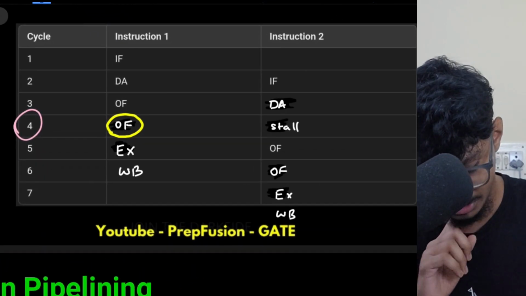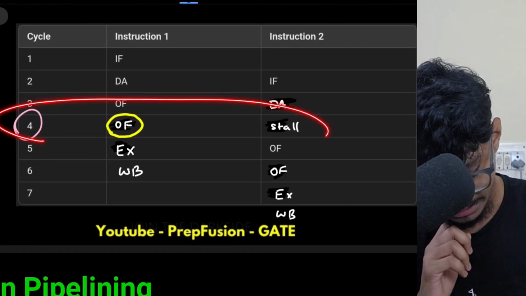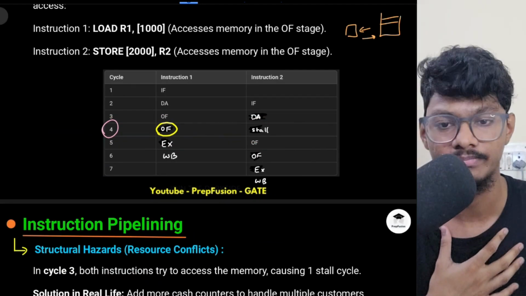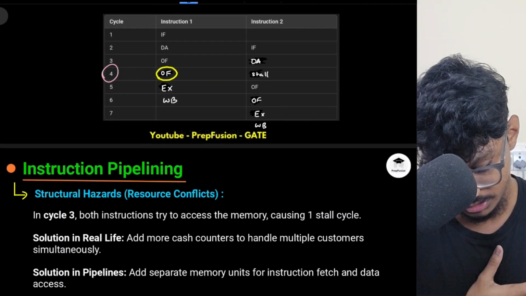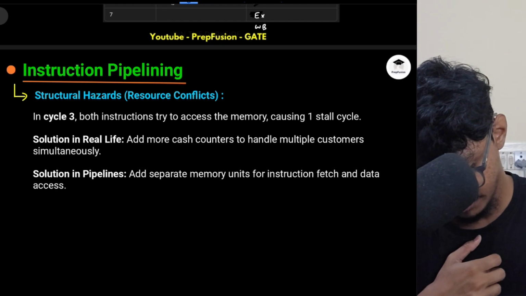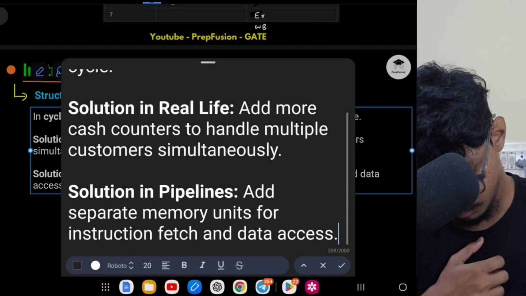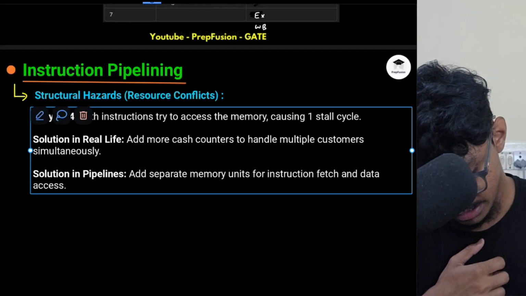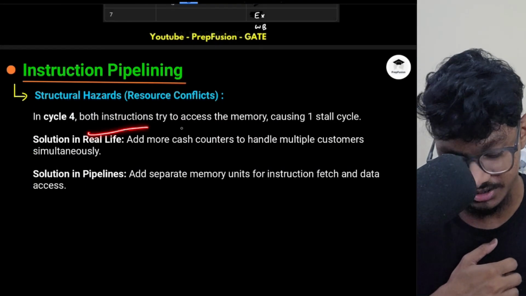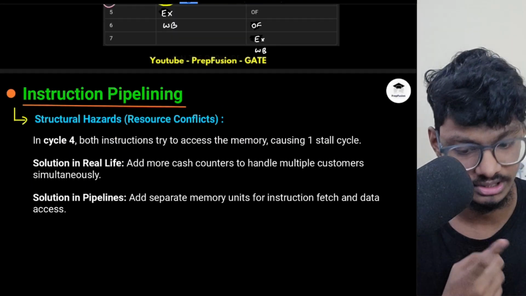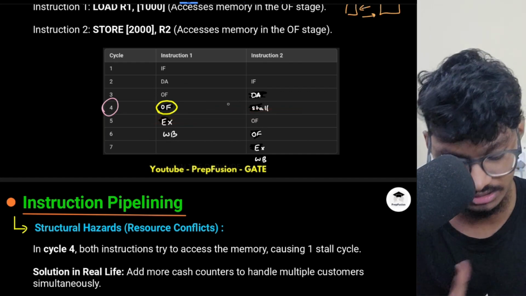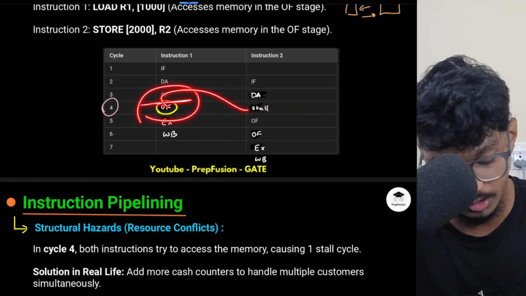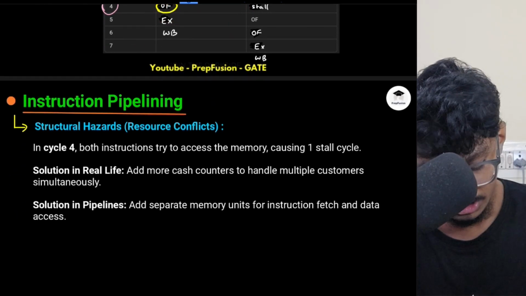But here is the main underlying concept, right? We are having resource conflict. Okay, so here actually this should be in cycle 4. In cycle 4, both instructions try to access the memory, causing 1 stall cycle, because I cannot give access to both the instructions. So what I will do, first I will finish this, because I am in the middle of this. I will finish this, then I will come to this next instruction, right?